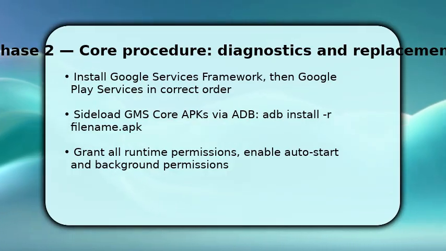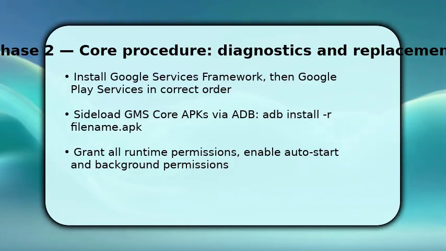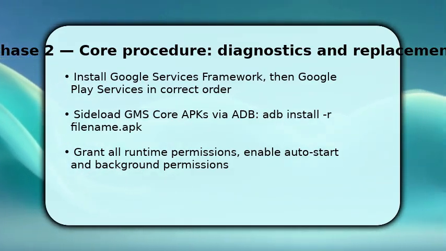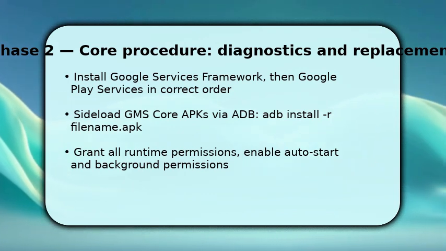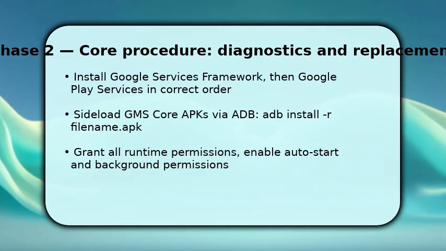Once installed, open each app and grant all runtime permissions. Make sure to enable auto start and background battery permissions in system settings so services run reliably. If a version mismatch triggers errors, uninstall the offending APK and try again.